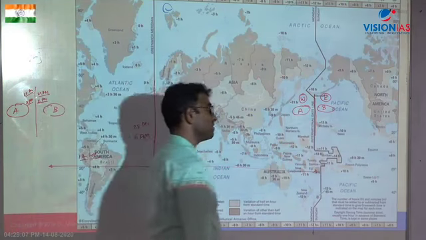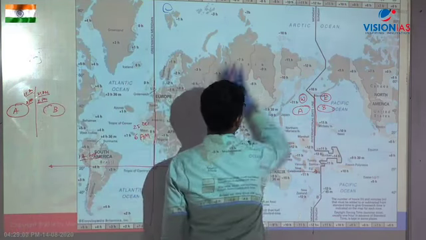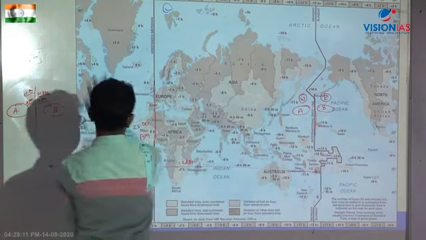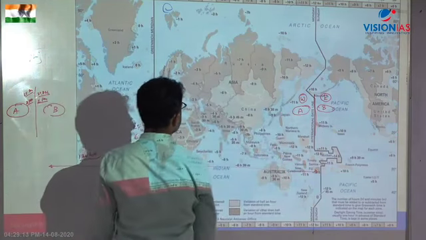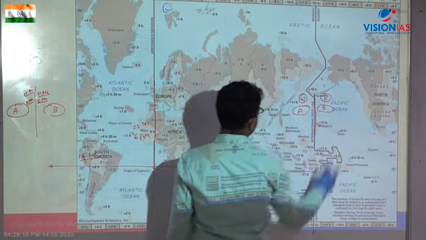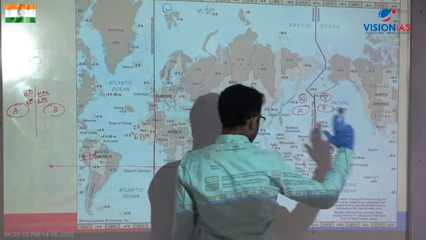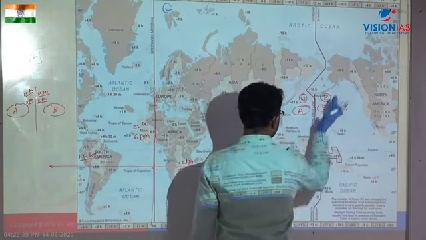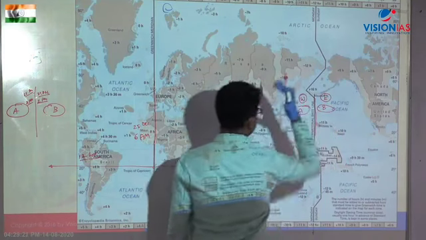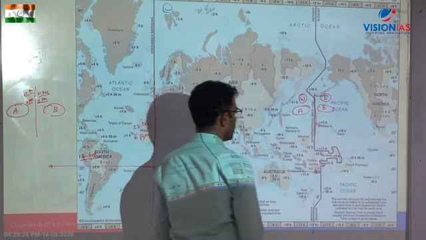When I am saying east and west, you should not think this is all eastern countries and this is all western countries. If I am saying east and west, it doesn't mean that you are crossing from here to here. If I am saying east and west of the international date line, you are crossing from here to here. Don't get confused over there.